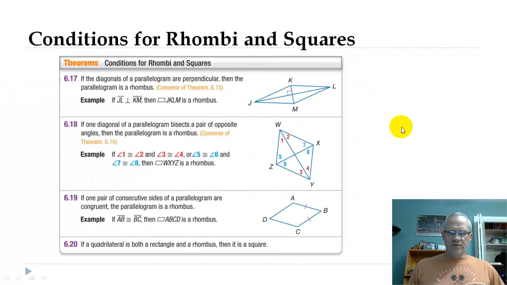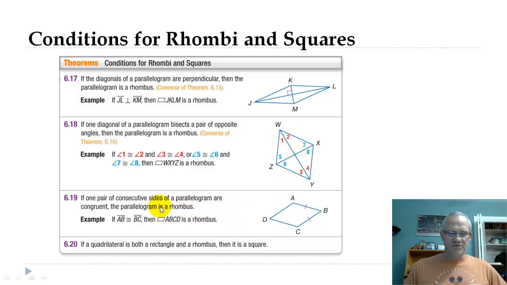Real quickly here, these are a few things that the book had talked about. We've already talked about this one, but this is just the opposite of that. If you have perpendicular bisectors, you know it's a rhombus. If you know that the angles are bisected, you know it's a rhombus.